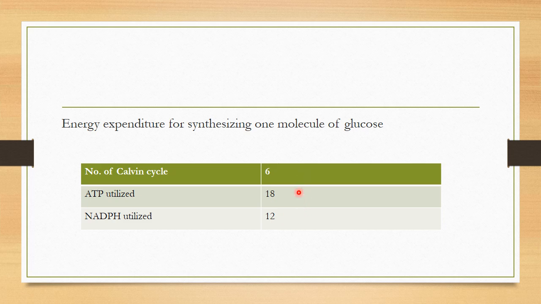This table is very important, and many questions are asked from this part of the Calvin cycle in exams such as IIT-JAM, GAT-B and CSIR. So this part is very important. This was all about the C3 cycle. Thank you.